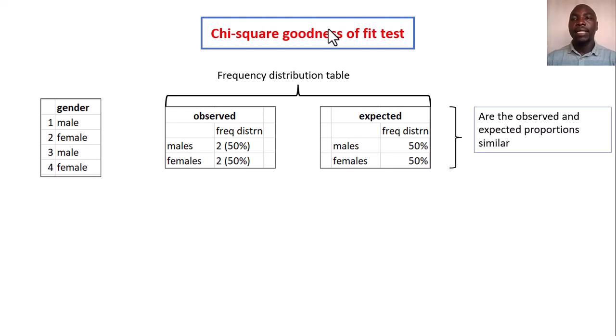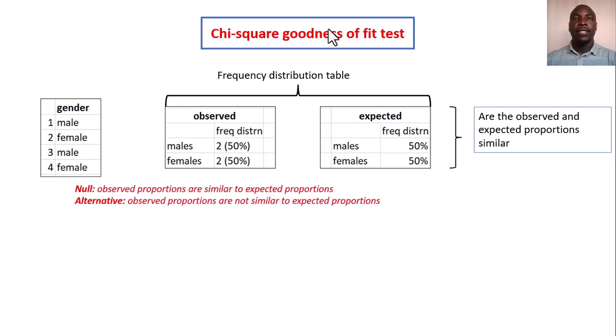These are called frequency distribution tables. So the question we are asking ourselves is, are the observed and expected proportions similar? The null hypothesis we are testing here is that the observed proportions are similar to the expected proportions, whereas the alternative is that the observed proportions are not similar to the expected proportions.